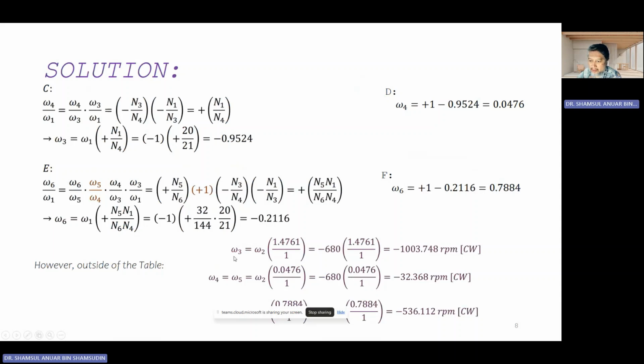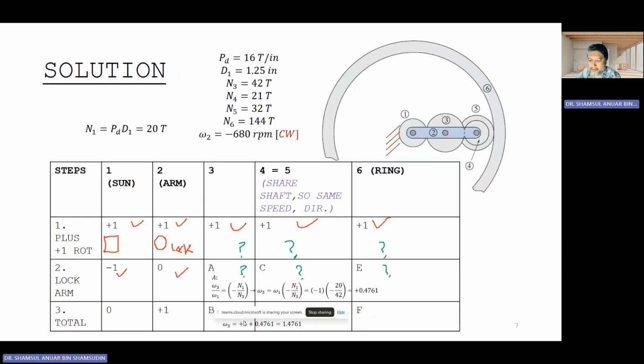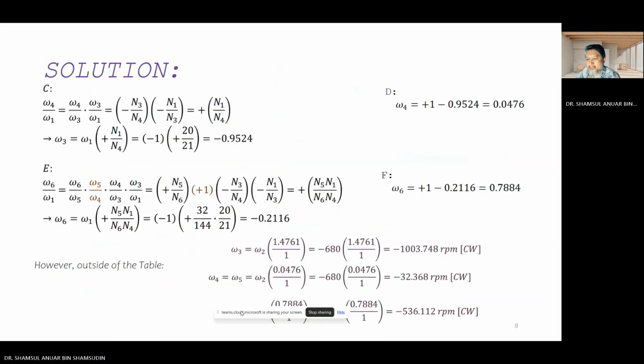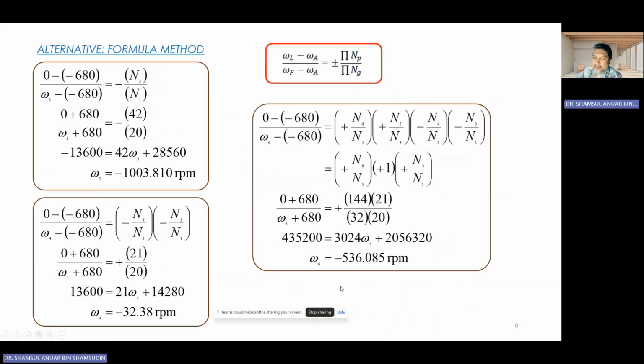That is the situation. So meaning you have to find the omega-3 related to omega-2. So that's why you get this one from the table. So this is 1.471 and divide by this +1, +1, and then you get this number, and so on and so forth.